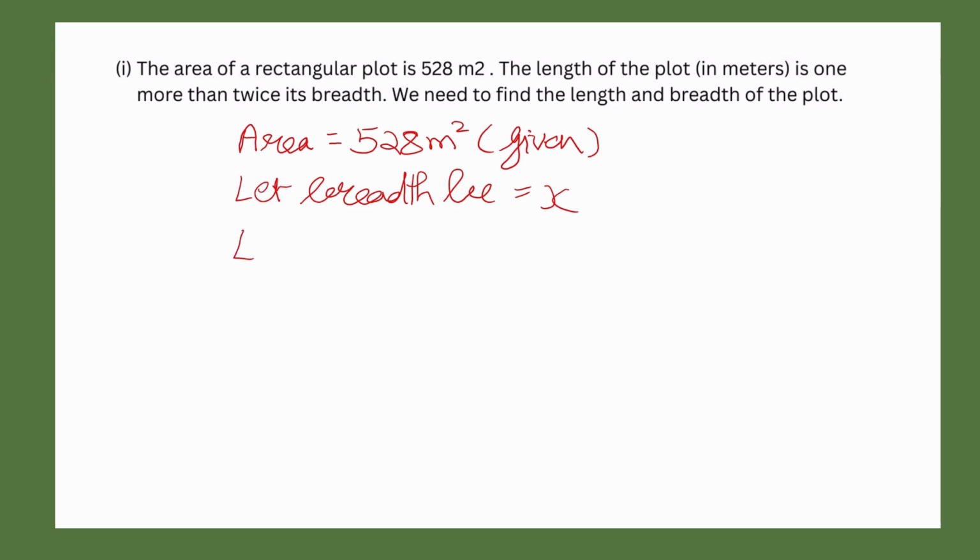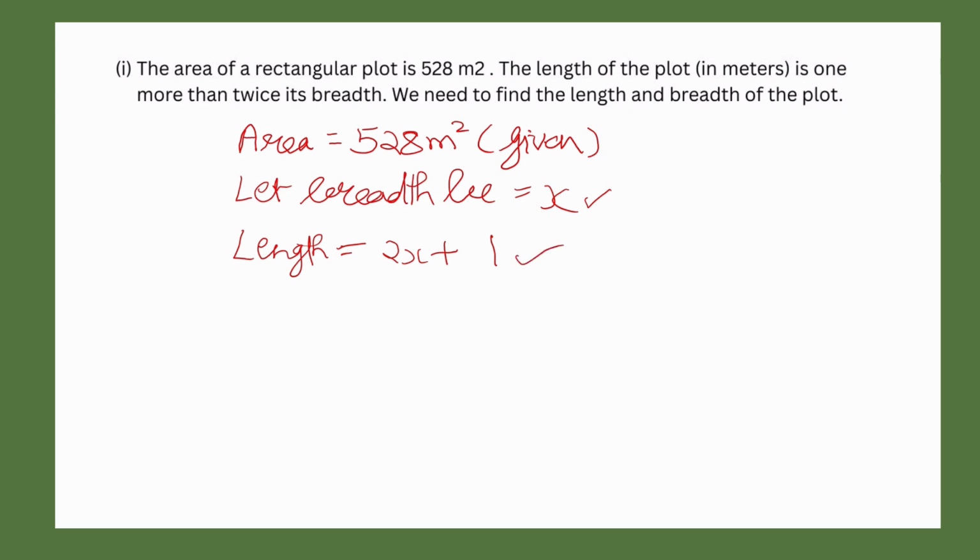अब length हमें क्या है? Length हमें क्या बताई गई है? That is 1 more than twice of its breadth. Twice मतलब 2x हो जाएगा. Twice of its breadth, breadth का दुगना. और breadth हमारे पास क्या है? x है. तो twice क्या हो जाएगा? 2x plus 1. Right? Now हमारे पास length है, हमारे पास breadth है.